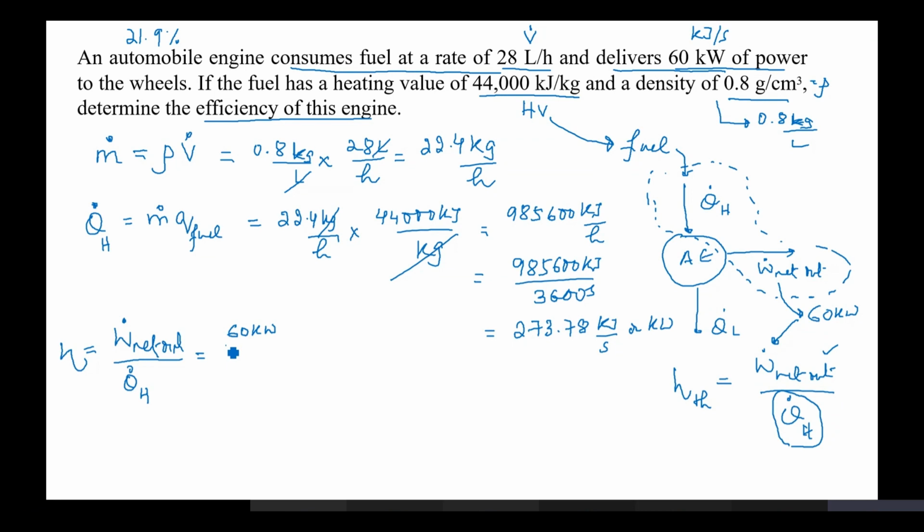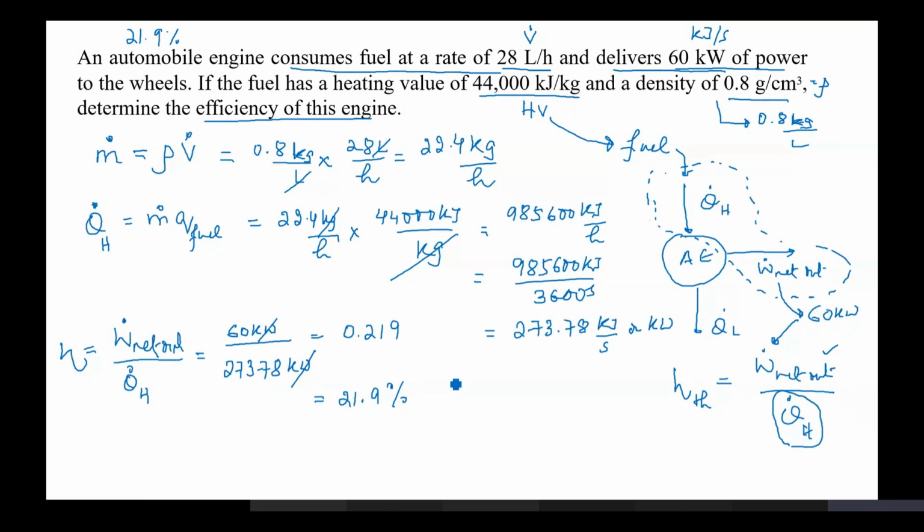And what is the rate at which heat is supplied to the system? Q dot H, 273.78, both in kilowatts. Kilowatts would cancel out. This ratio would be 0.219. If you multiply by 100%, this would be 21.9%. Clear? Yes, sir.